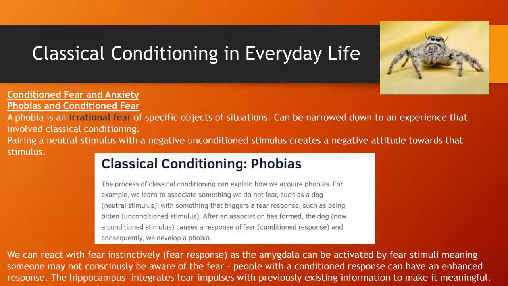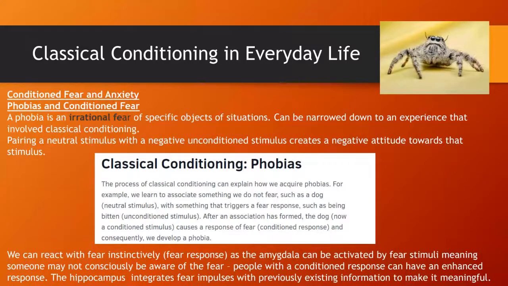So when we look at fears and anxieties and phobias and conditioned fears, if we look at what a phobia is, and often we don't know, it's an irrational fear. We often don't know why we've got a phobia of something. Somebody might be scared of heights the first time they go up a mountain or stand on a cliff face or go onto the top of a tall building, and you're scared. You might never have been up there before. It's almost like an irrational fear. You can't narrow it down as to why. But it can be narrowed down often to an experience that's involved classical conditioning.